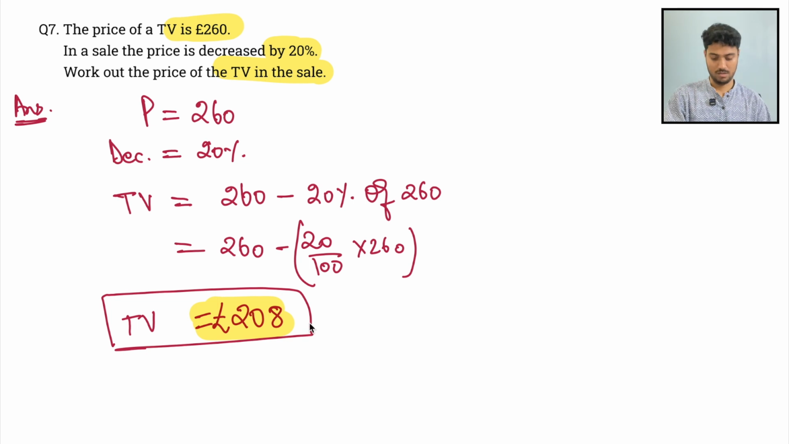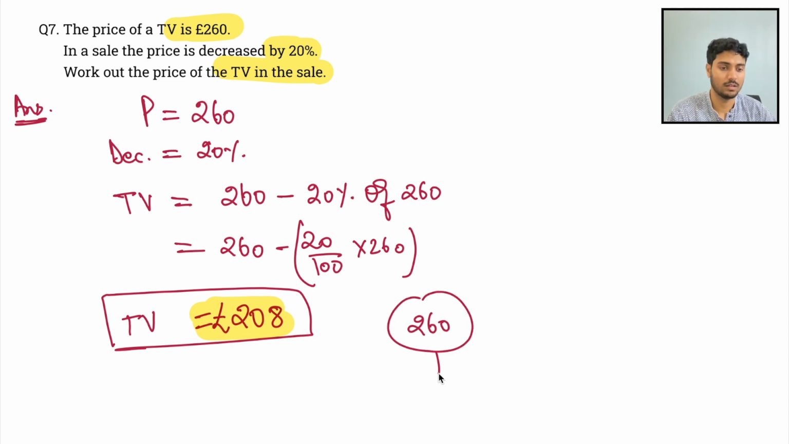Okay, how can we do this with multiplier method? So with the multiplier method, because it is 20%, I'll explain this here. 260, you have to keep it as 1, and there's a decrease, right? That means you have to minus 20%. 20% is 0.2. This 0.2 you have to subtract from 1, so that's going to be 0.80. This is your multiplier value.